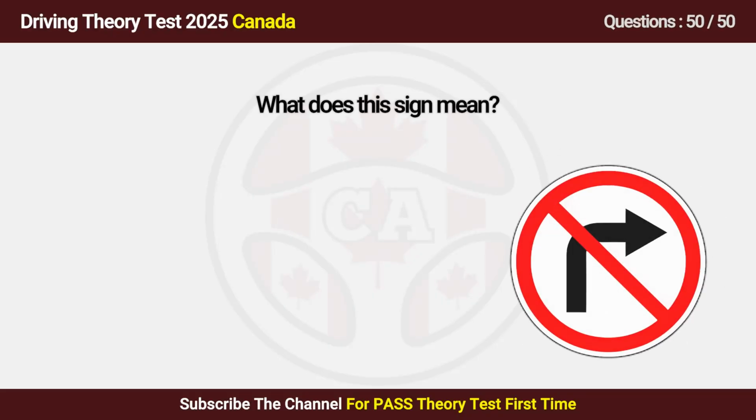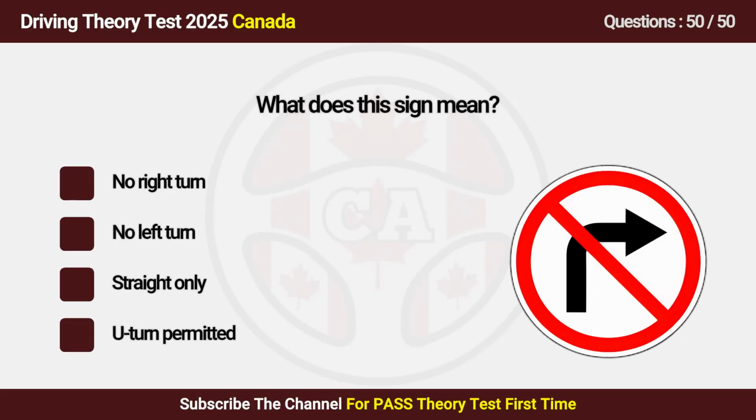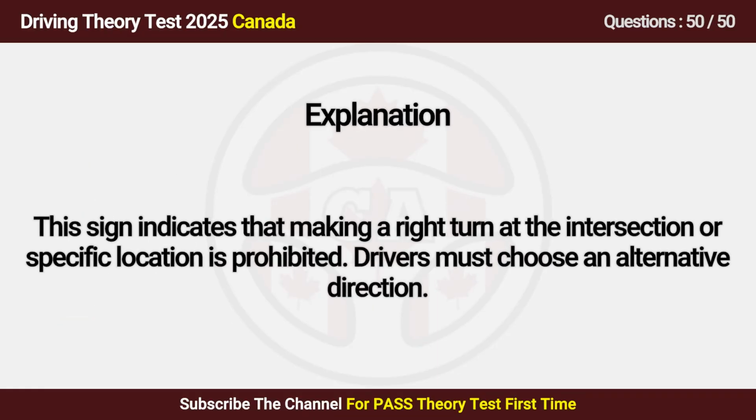Question 50. What does this sign mean? A. No right turn. B. No left turn. C. Straight only. D. U-turn permitted. Answer is A. No right turn. This sign indicates that making a right turn at the intersection or specific location is prohibited. Drivers must choose an alternative direction.